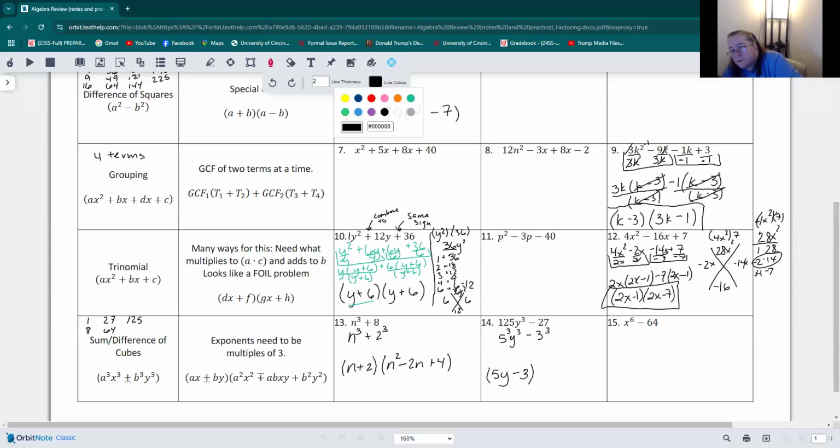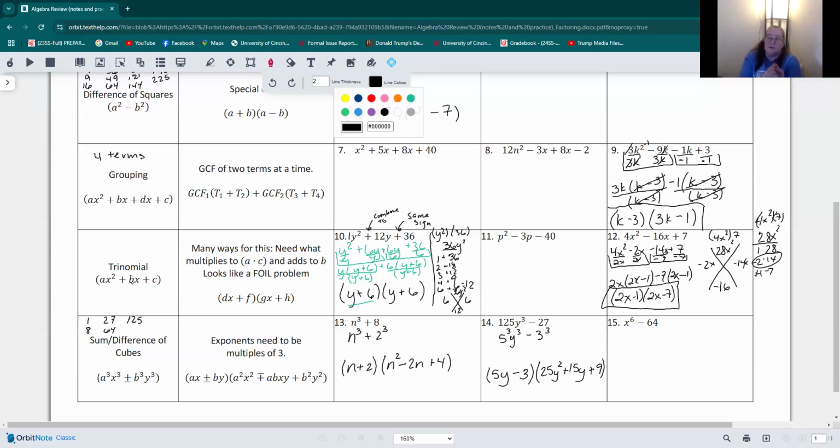And then I'm going to do the rest of it. So I need 5y times 5y, which is 25y squared. I need 5y times negative 3, which would be negative 15y. I need the opposite of it. So instead of a negative, it's going to be positive 15y. And then I need a negative 3 times negative 3, which is positive 9. And that's how it goes.